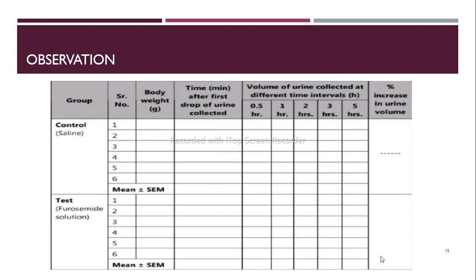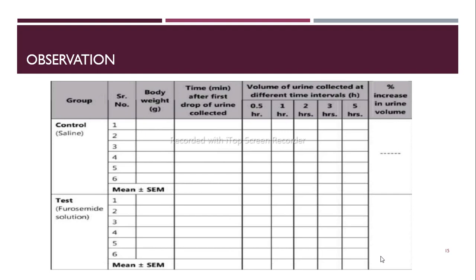The last column, the percentage increase in urine volume, is not applicable to the control group, but it is applicable to the test group. Using the earlier formula, we can write down the percent increase in urine volume in the test group. Here we have considered one drug, furosemide. We can consider any other drug here.